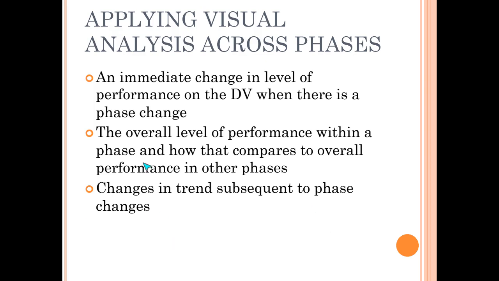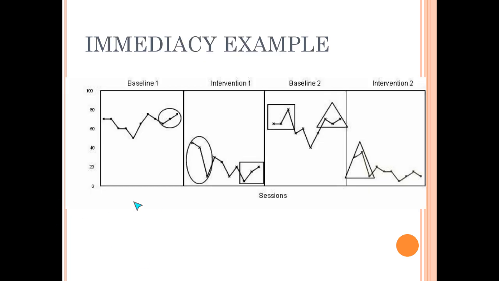Overall level, you want to compare that for each phase, and then how does it compare with other phases? The changes in trend should be compared from one phase to the subsequent phase. So this is what this graphic is supposed to tell us. The circles is what you're comparing to. You want to see this immediacy effect, and the boxes, and here the triangles. You're comparing always this against this, this against this, this against this.